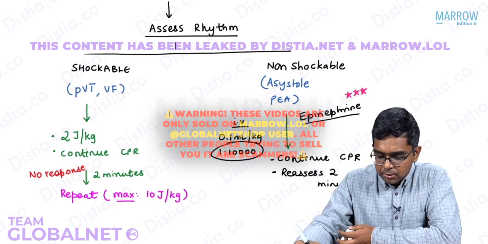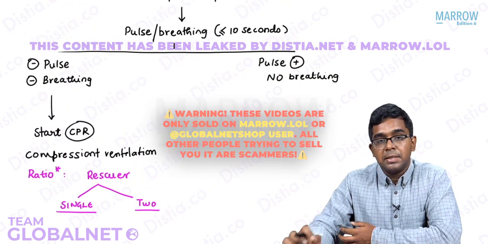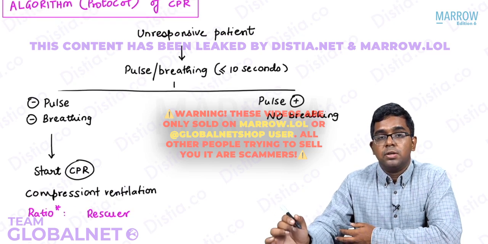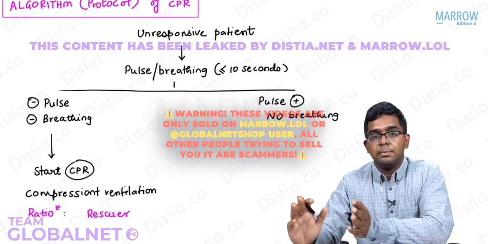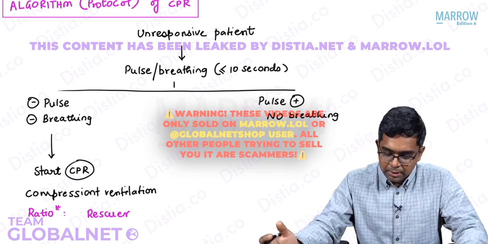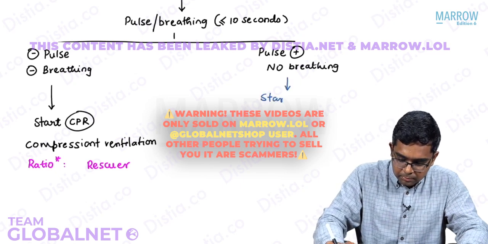So this tells you about the usual algorithm which we follow whenever a patient in cardiopulmonary arrest does not have a pulse and does not have a breathing effort. Now coming to the other side, that is, the patient is having a pulse but no breathing effort. Here the obvious step is to start rescue breathing.